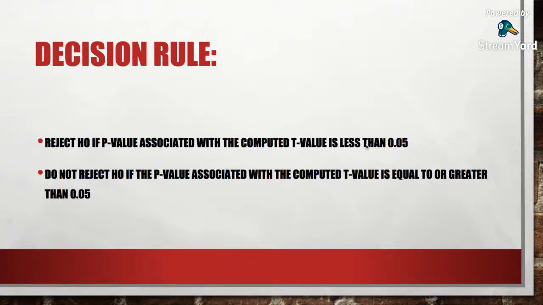Again, if the p-value associated with the computed t-value is less than 0.05, we reject the null hypothesis. However, if the p-value associated with the computed t-value is equal to or greater than 0.05, then we do not reject the null hypothesis.